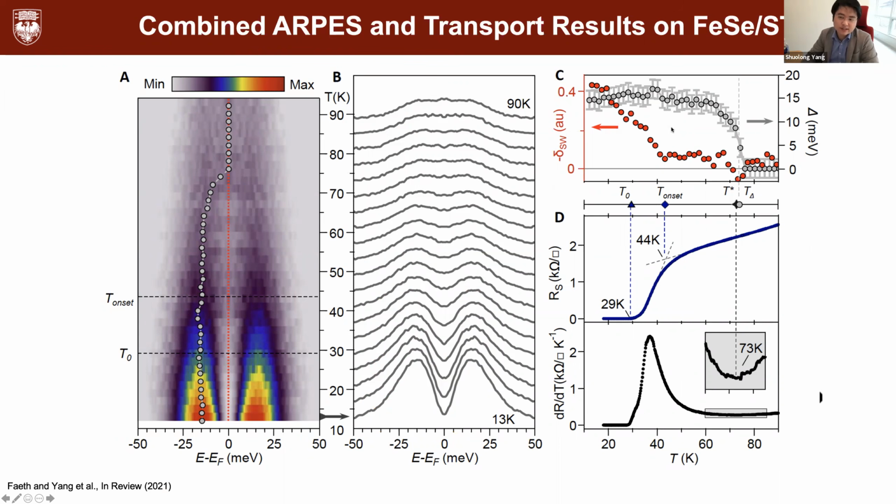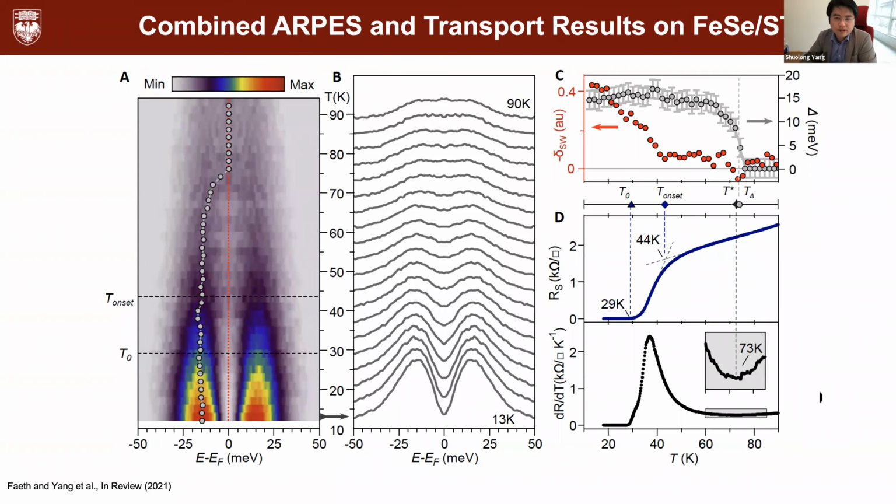But we see this gap at least all the way up to 70 or 80 Kelvin. And one could even argue that even at the highest temperature, 90 Kelvin, you see a very bizarre flat-top behavior that may still be a gap. So this is the first peculiar thing.